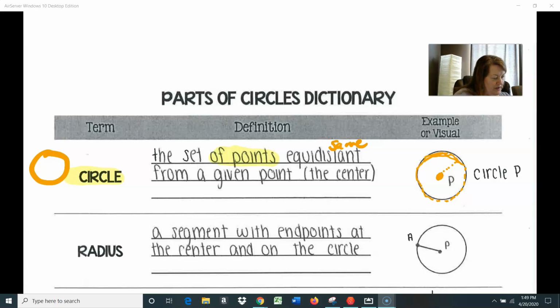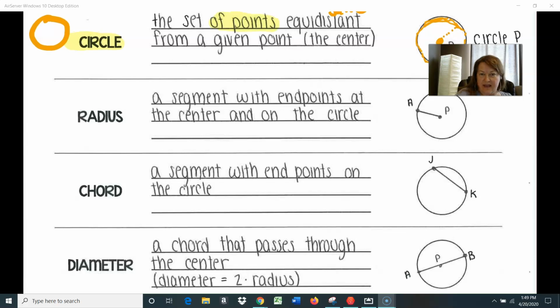All right, next one is a radius, and a radius is that very first part that I showed you, from the center to any outside edge. That distance right there is going to be called a radius. Okay, so it's a segment. That means it has two endpoints. One of them is the center, one of them is on the edge of the circle exactly.